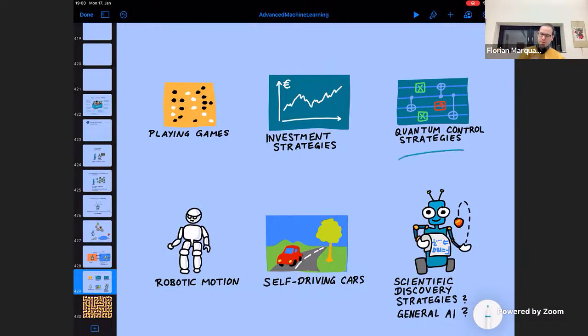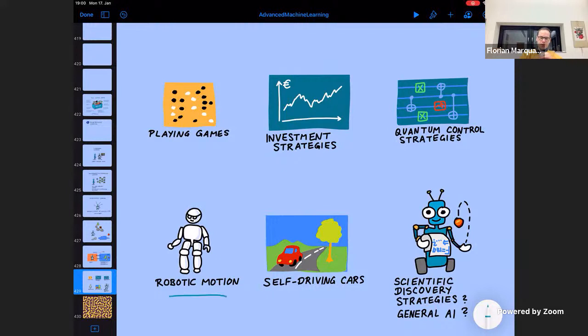Next example I have here is from physics. So you want to control some physical system, for example, a quantum system, and you want to do it in exactly the right order of controls that you apply. These might be electric field pulses or magnetic fields, and you want to achieve a certain goal, such as keeping alive the information in a quantum computer or executing a certain computation in a quantum computer with very little noise.